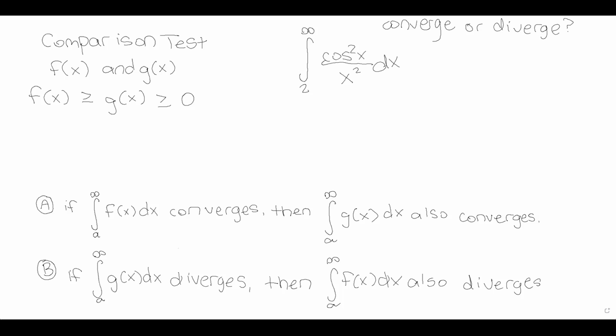So we're going to use the comparison test for this one. We want to pick one function that we can compare this to, one that would be either greater than this or less than this. We know that cosine squared of x is always going to be positive as long as x is greater than 0. Cosine squared of x is greater than 0 for all x values that are greater than 0. So if x is greater than 0, this is absolutely going to be greater than 0.